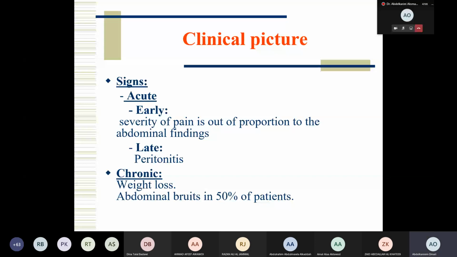Please don't. Be sure that he is all right. Do all the investigations for him. So, the severity of pain is out of proportion to the abdominal findings. If you don't interfere at this step, then the signs will change. There will be peritonitis. These are the acute.